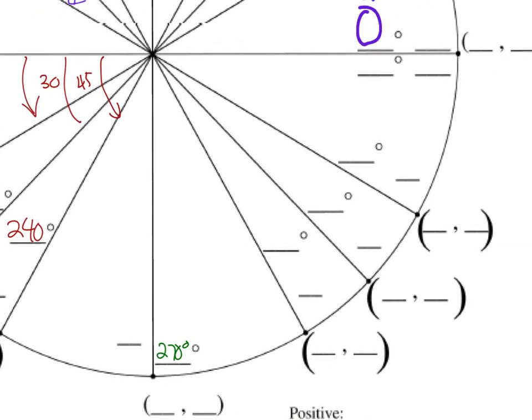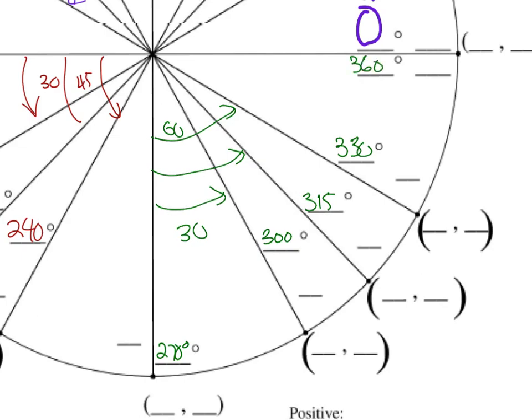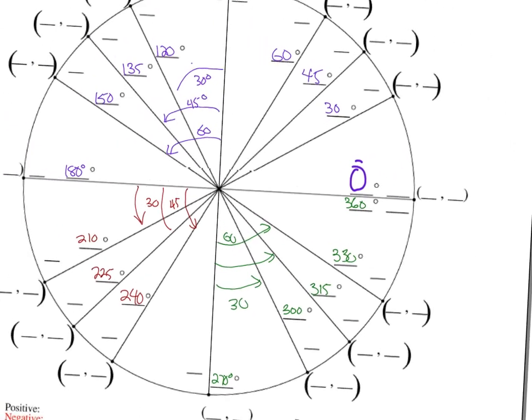So then I kind of follow that pattern all the way around again. So I go another 30 to make that 300. 45 makes that 315. Then I go another 60. So that makes that 330. And then when I get back to the beginning, that's also going to be 360 degrees.